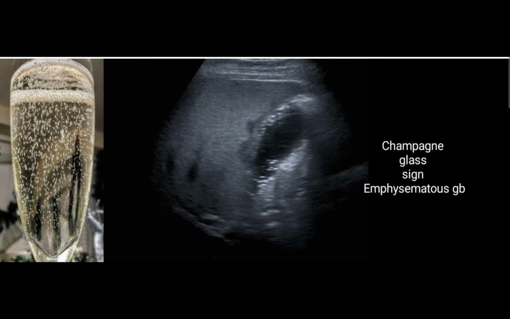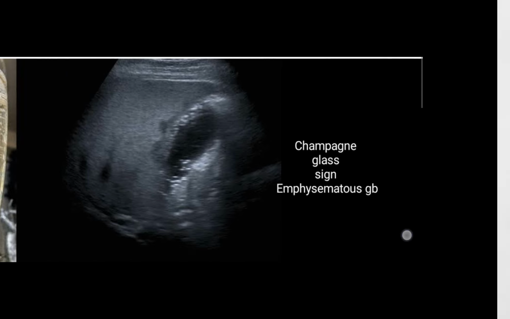Okay. Then next we have the ultrasound image of emphysematous gallbladder. Emphysematous means air has come in it. Okay, due to air, bubbles will be formed. So classical bubbles in a champagne glass like appearance. The sign is known as champagne glass sign. Champagne glass sign, emphysematous gallbladder.